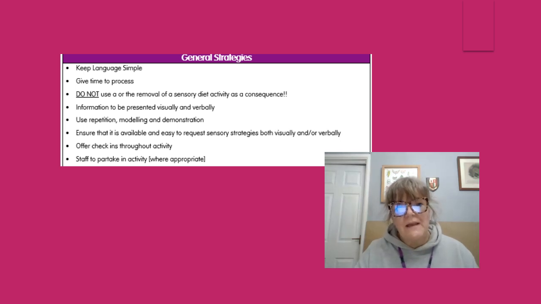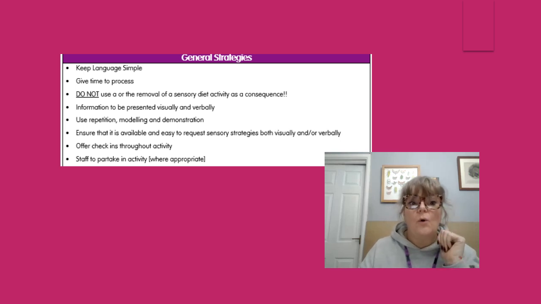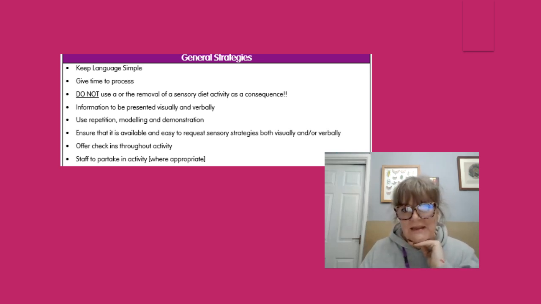So I hope that's helped you a little bit. I'm just going to go over these general strategies which are on the sensory plans. Keep language simple, give time to process, do not use the removal of a sensory diet activity as a consequence. So you can't say, I'm not giving you your weighted blanket because you've done X, Y, Z, because that's not within the child's or the young person's control.